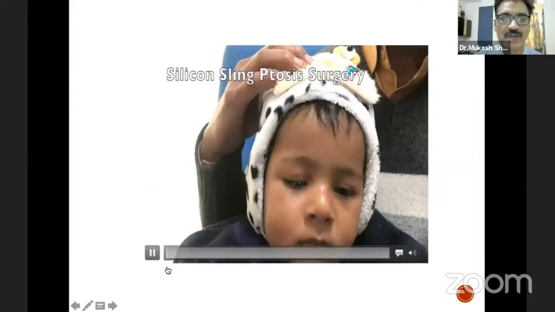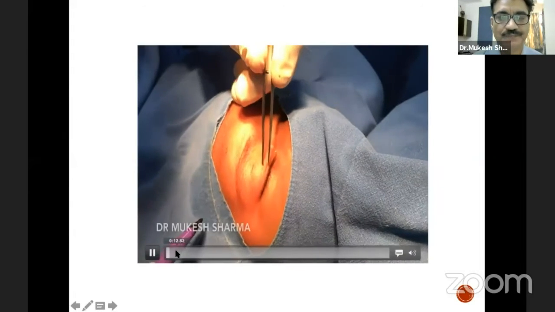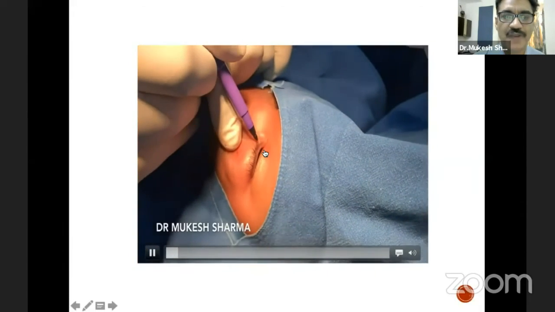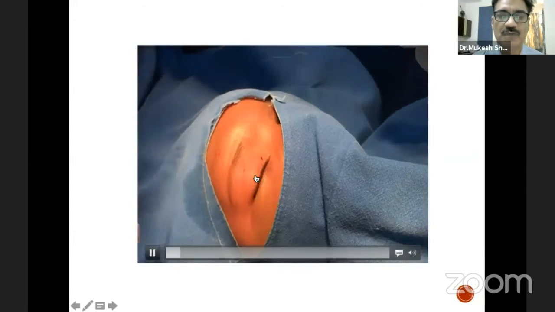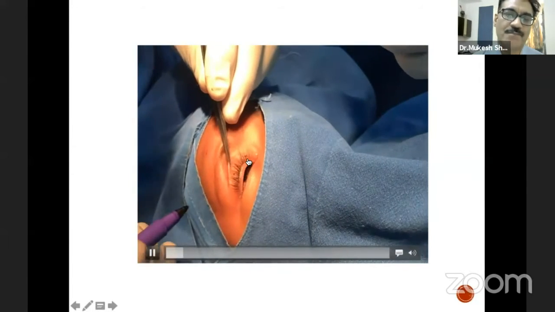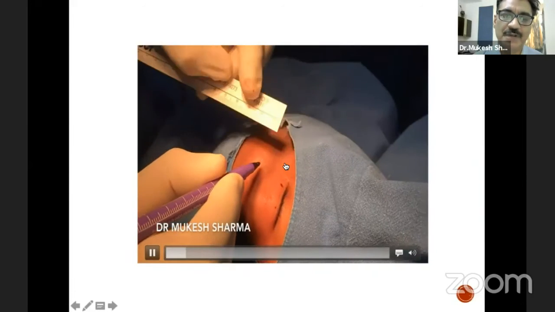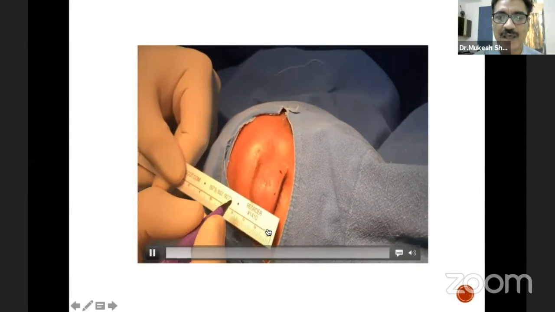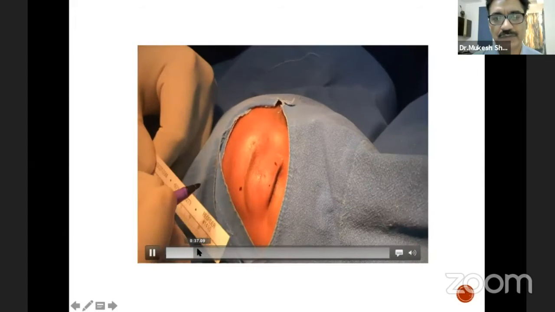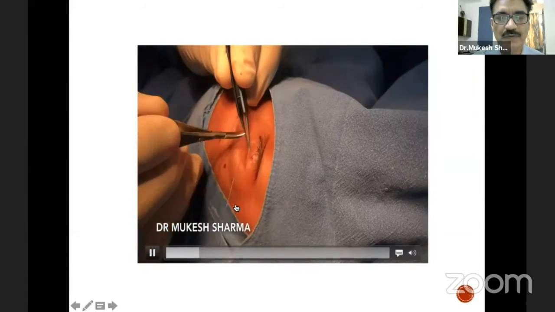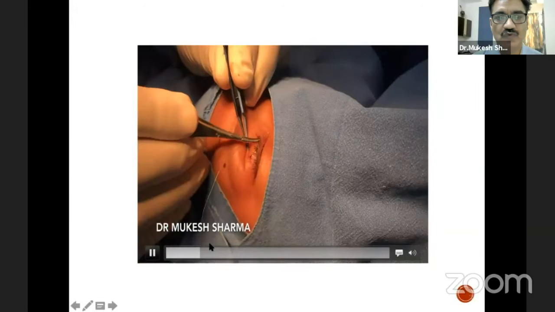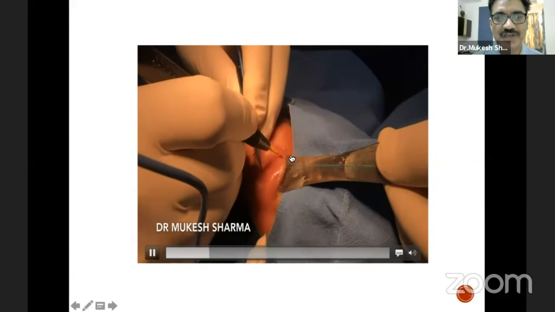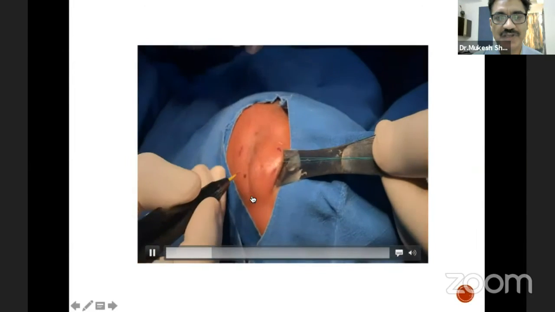So a brief video about silicone sling surgery. You mark the pentagon. The initial two stab marks are around 3 millimeter away from the lash line. Then two marks in line with the lateral canthus and medial canthus, and one central mark. Then you pass a stay suture. Then you give an incision either by diathermy or by using your blade knife also.